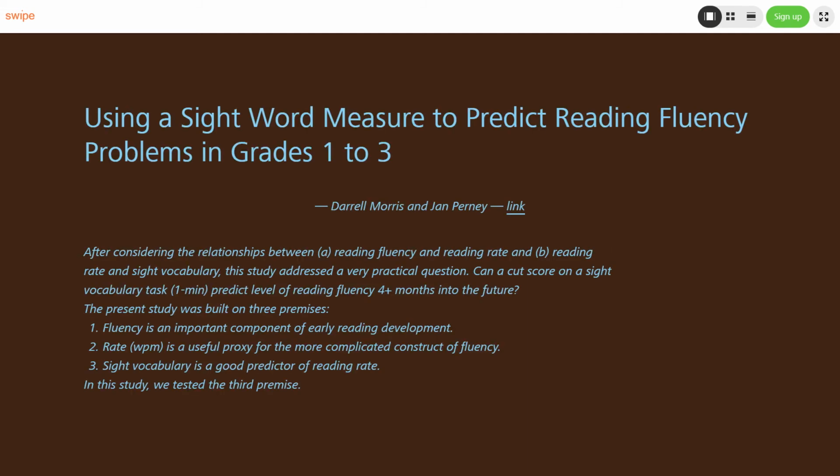This is a study from 2018. I'm not going to go through it right now, but I have a link here. Basically showing that sight word vocabulary is a good predictor of reading rate, which is a proxy for fluency, which is important for higher level reading comprehension and everything.